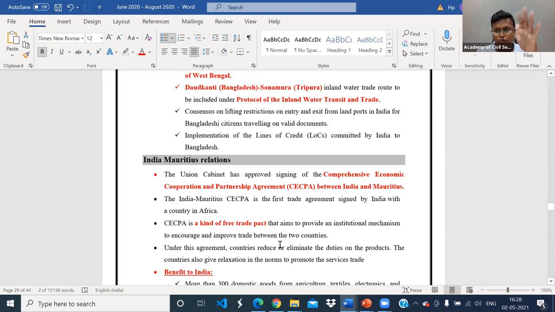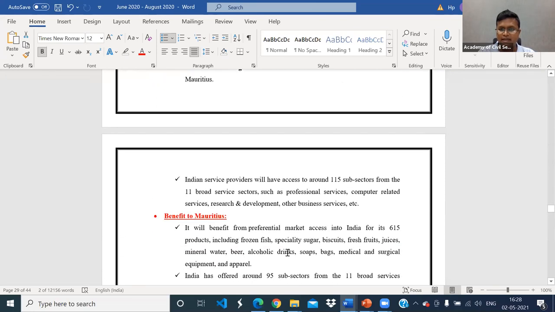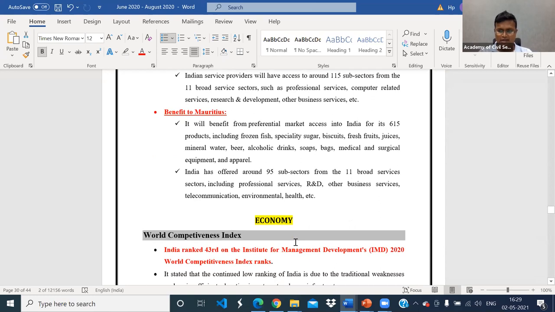Any goods of India can move to Mauritius, and any goods of Mauritius can move into India. Obviously, we will get a good market in Mauritius for Indian goods. That is the main benefit India has. And we can get products from Mauritius coming into India. Mauritius also gets a very good market because India is a huge populated country. Mauritius has a lot of consumer items, like biscuits, fresh fruits, juice, mineral water, etc. They can get the market in India also.